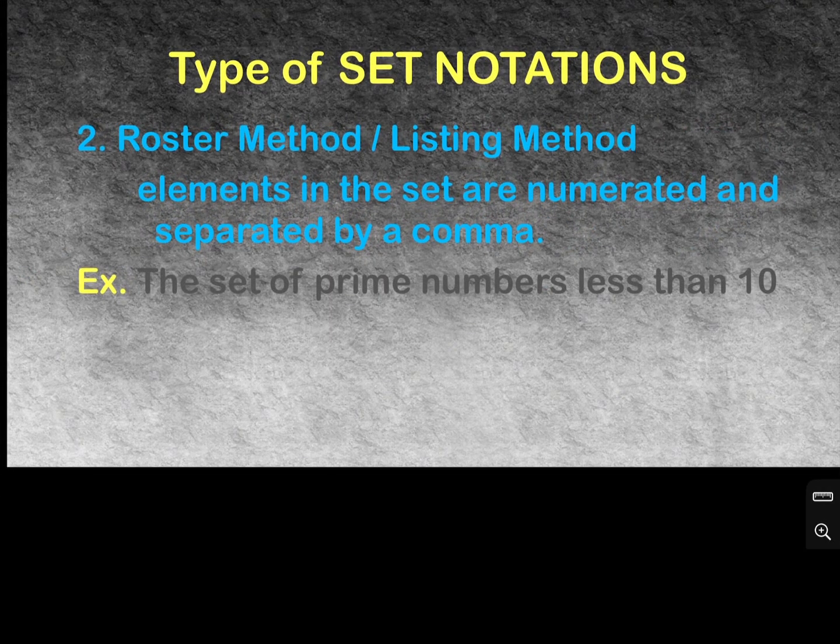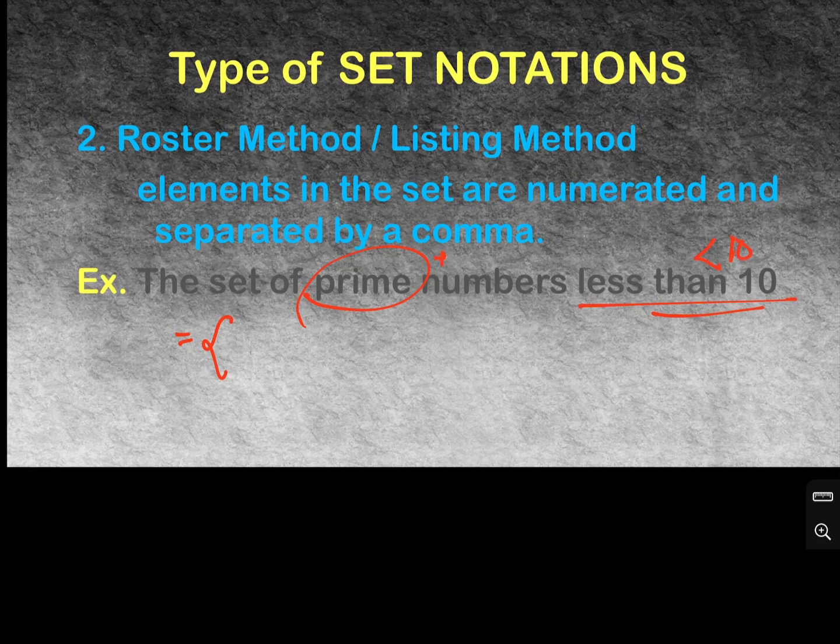The second set notation is the roster method or listing method. The elements in the set are enumerated and separated by commas. Let's have an example. The set of prime numbers less than 10. For the roster method, we provide the answers. We will find the numbers that are prime and also less than 10.